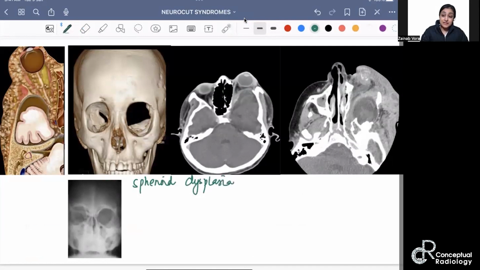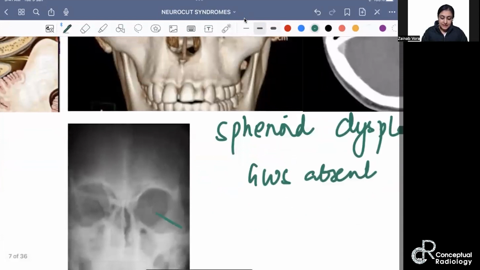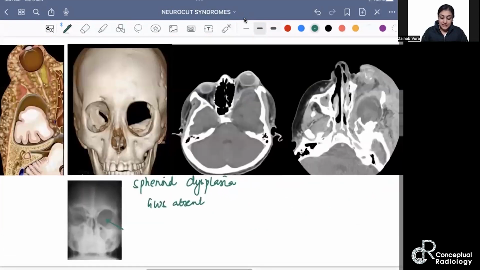Sphenoid dysplasia, you see the greater wing of sphenoid is absent. That results in the widening of the superior orbital fissure. And on the X-ray, what you see, the orbit looks empty. So this is what has been likened to the bare orbit sign. Again, a very classical spotter for the exams.